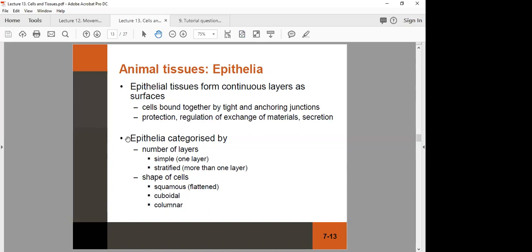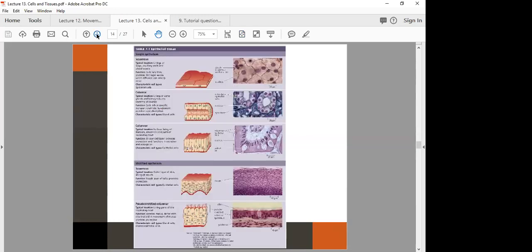type of epithelial cell. Epithelia are categorized in two ways. One, by the number of cell layers. If there's only one cell layer present, then it's referred to as simple epithelia. If there's more than one cell layer present, it's referred to as stratified epithelia. Epithelia are also categorized by the shape of the cells. So flattened epithelial cells are called squamous epithelia, cube-shaped, cuboidal, column-shaped, columnar. And we'll see some examples of those on the next slide.